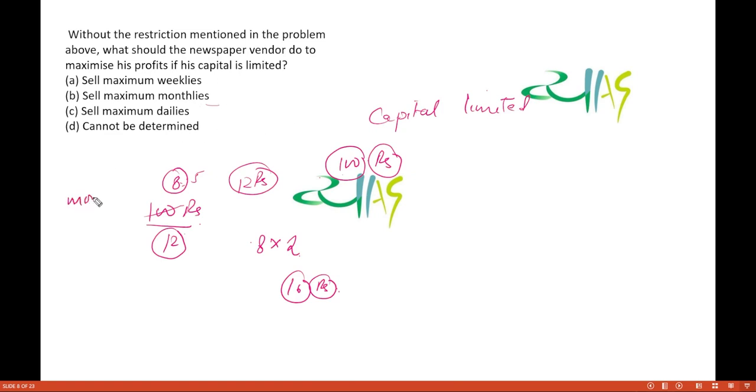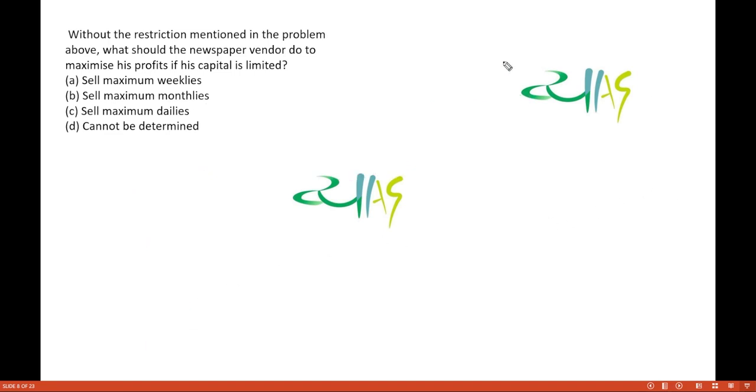Now if I am selling monthlies, look at this question, what this is saying. Without restriction mentioned in the problem, what should the newspaper vendor do to maximize his profit if his capital is limited? Let us take that we have, let's say, 300 rupees capital.